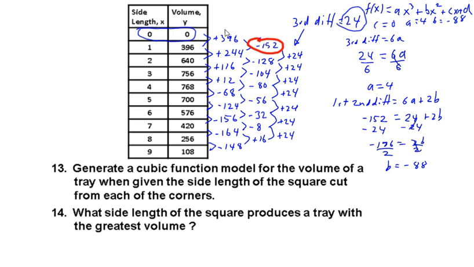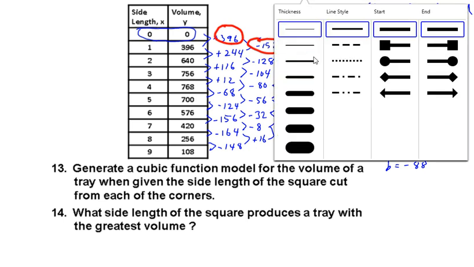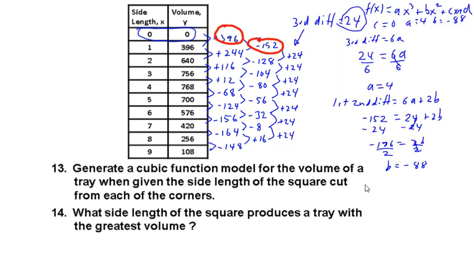And the last thing we're going to look at is our first difference, which is equal to a plus b plus c. So our first difference is 396. It's equal to a, and a is equal to 4, plus b plus c. So we get minus 88 plus c. So those should be equal.